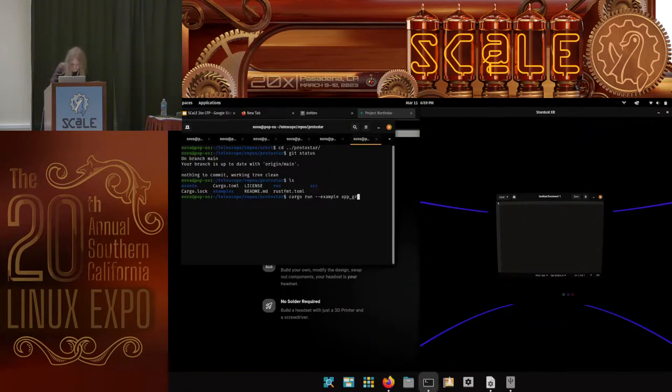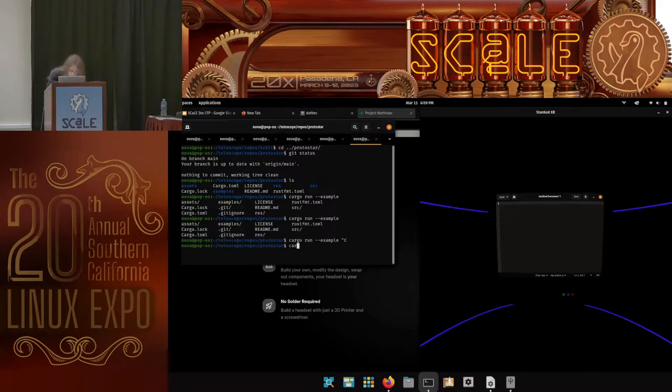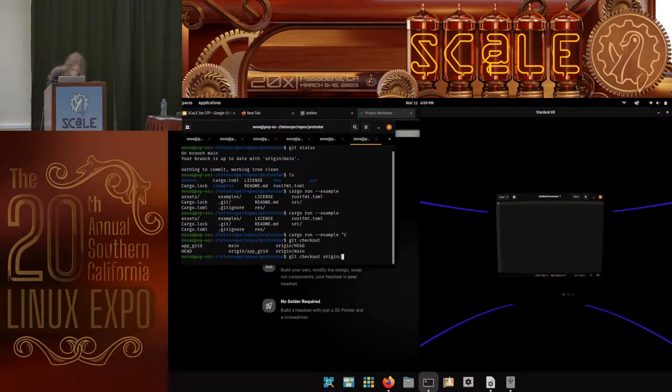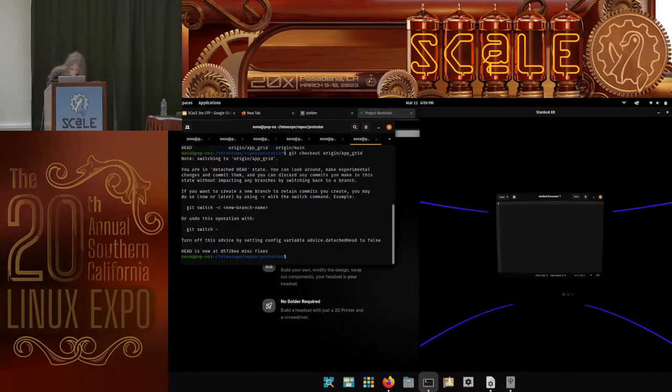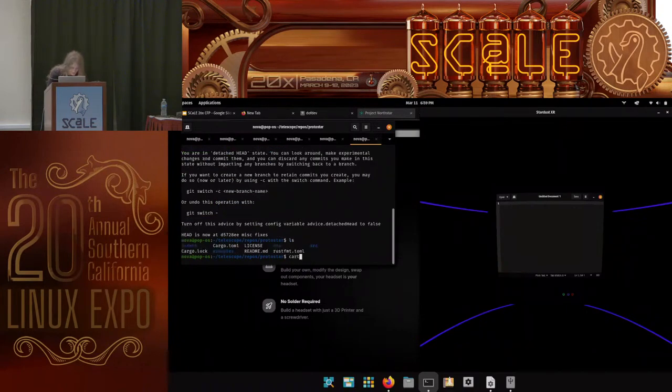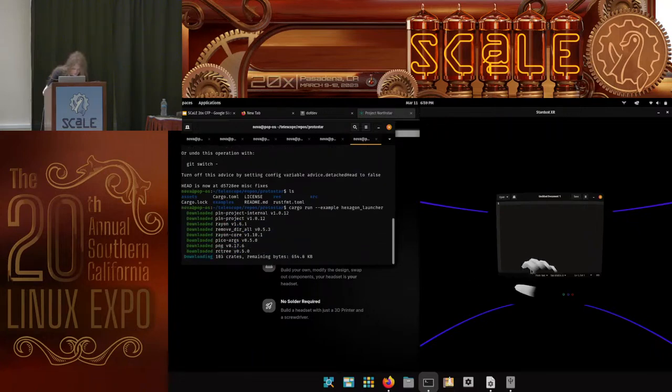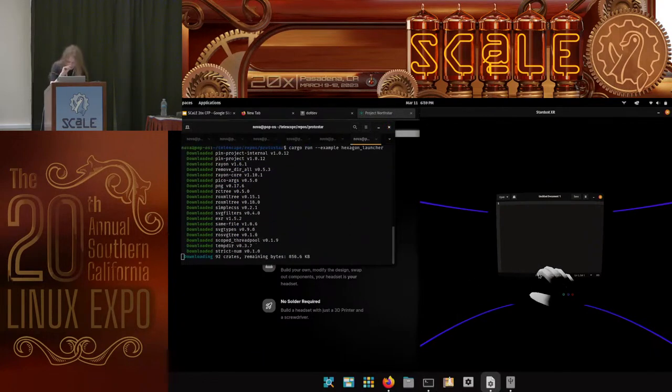Example. What's the example? Oh, wait, hang on. All right, git checkout. Yeah. We're in app grid now. Come on. Oh, this might take a while to compile.